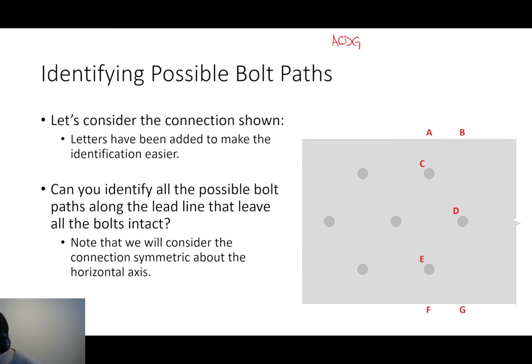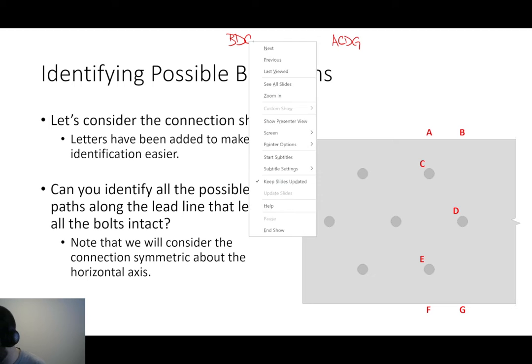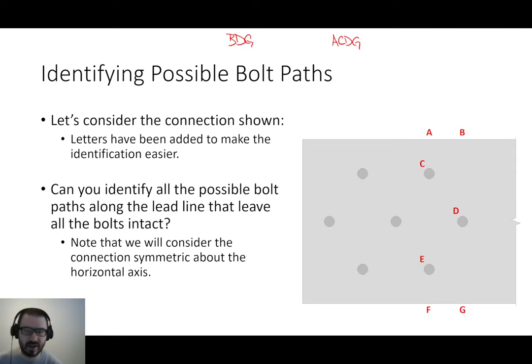Okay, now let's make sure that we keep our old path that we identified earlier. So we have this path, A, C, D, G. Another path could be the mirror of that, and it could be B, D, E, F.